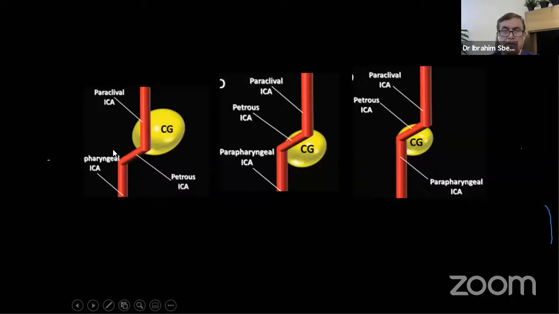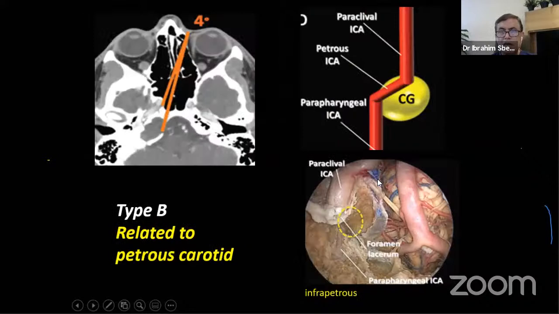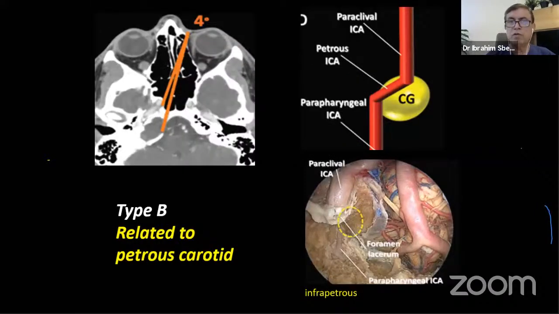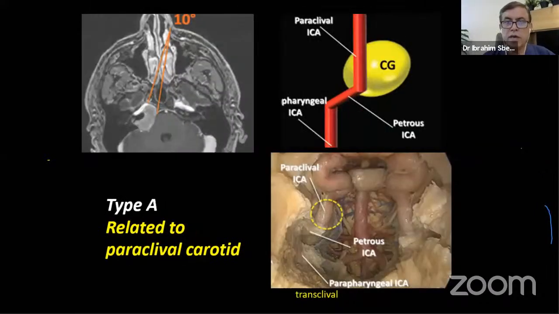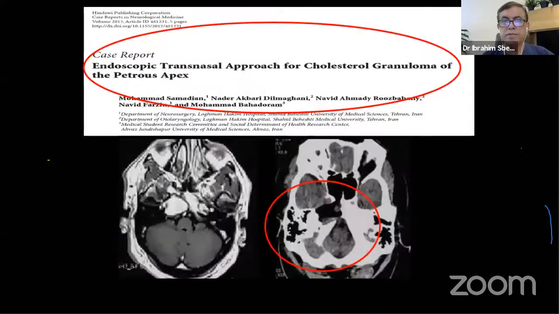So they call this type A, type B, and type C. So this is type A, related to the paraclival area. Type B, related to the petrous carotid. And type C, related to the cervical carotid. Most of the time for this type you would need to go into open approach, while here you may go for endoscopy approach. So A and B, endoscopy, C, with difficulty endoscopy, but it is rather good for open approach.